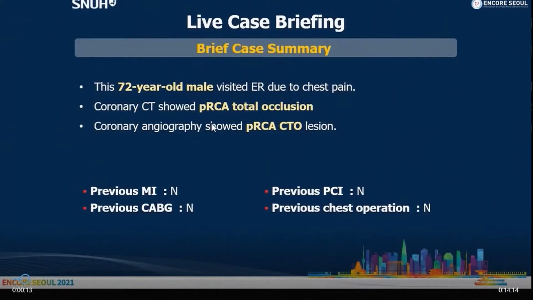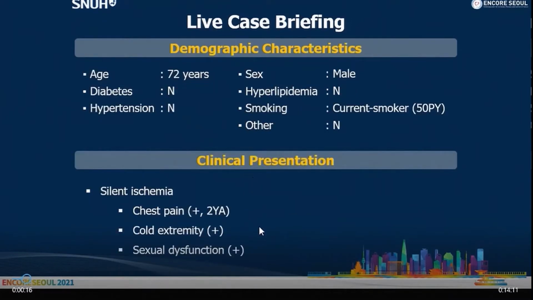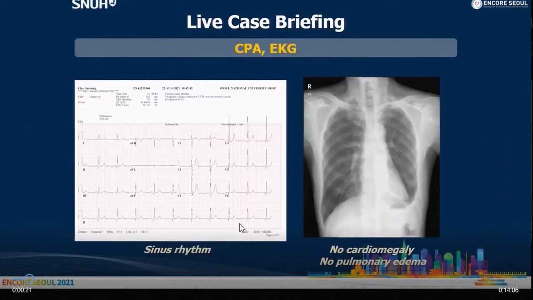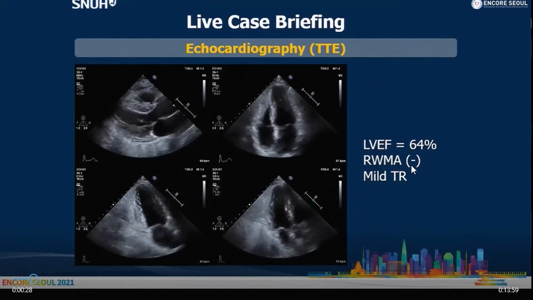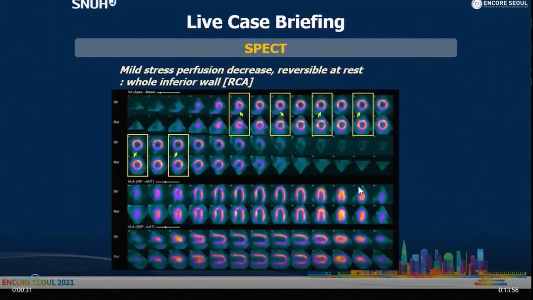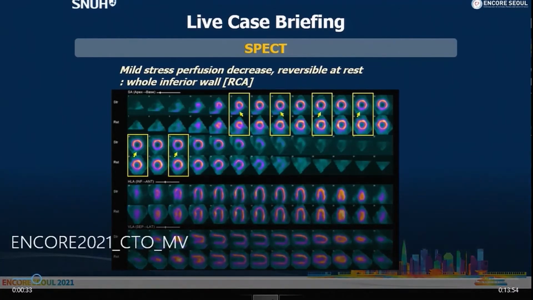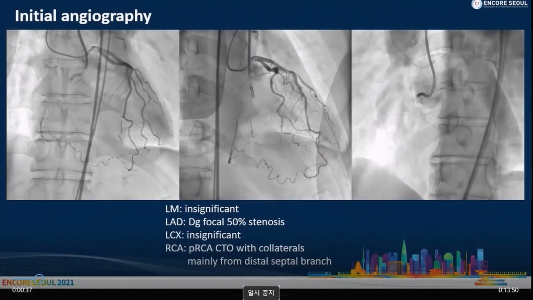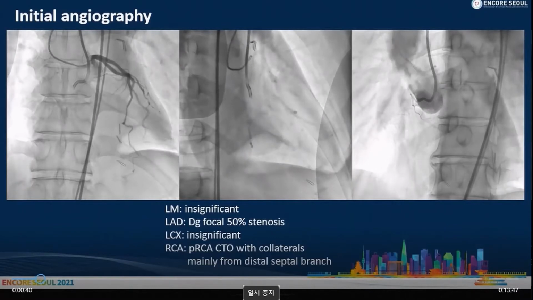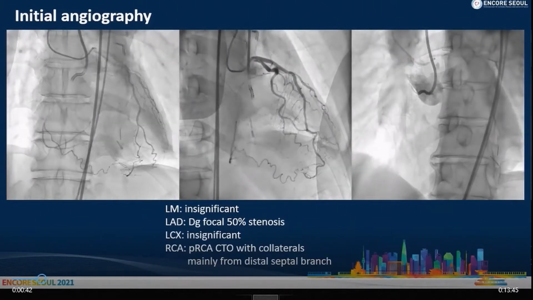72-year-old male, RCA total occlusion, and this is his demographic profile. Physical exam normal, chest X-ray normal, ejection fraction good, no abnormality of wall motion. But he has very severe reversible ischemia here, inferoseptal, and pain. Symptom and reversible ischemic area is an indication for CTO intervention.